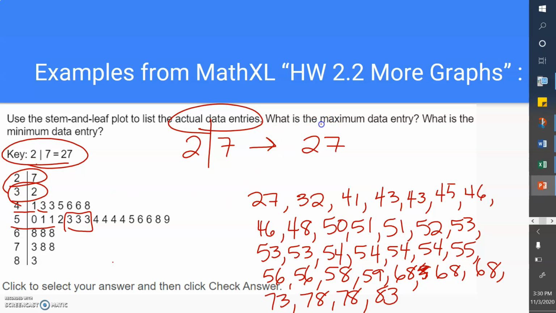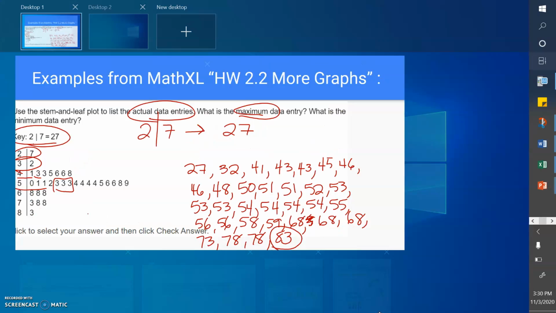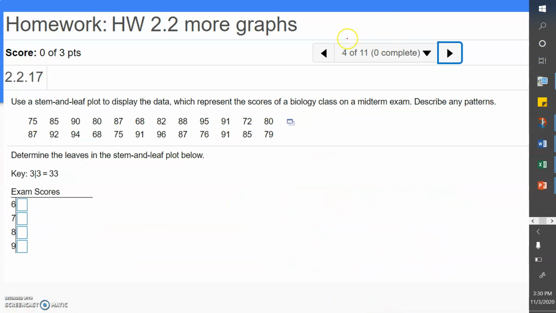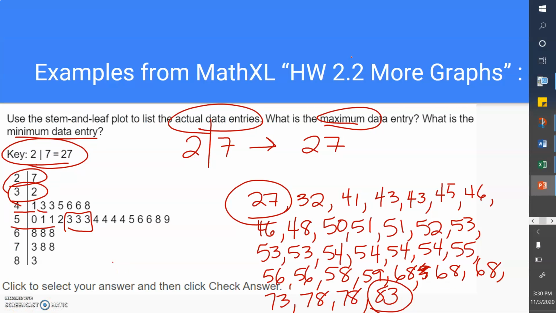Then it says, what's the maximum data entry? Okay, well, my highest data entry is an 83. What's the lowest here? My lowest was a 27. Those would be the answers. That'd be it. This other question, which is number 4.